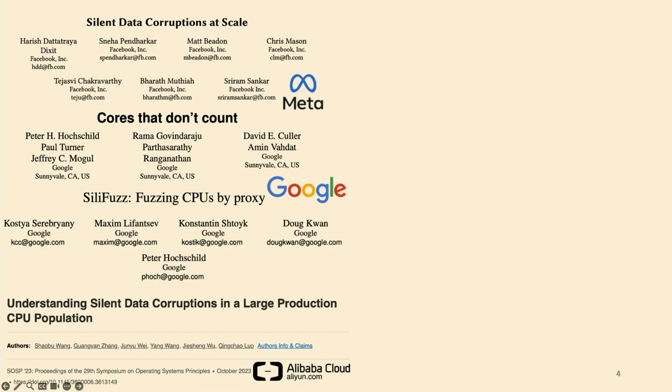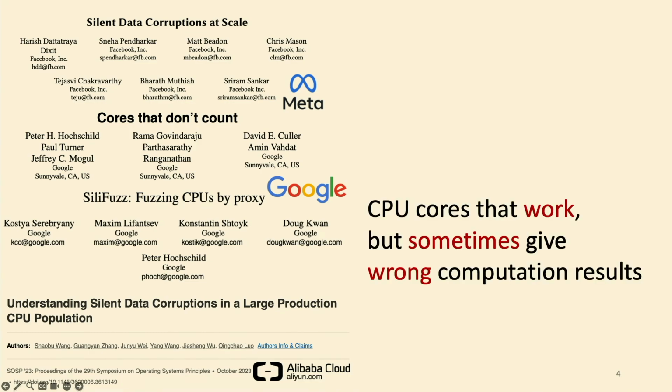So people have observed this, right? There are really interesting papers from Meta and Google that first came out and talked about these errors in the wild. And there's actually an SOSP paper from Alibaba coming up in 10 days, right? So there's some really interesting data on how these things manifest at scale. These are CPU cores that work fine most of the time, but they will occasionally produce a wrong result during certain computations.